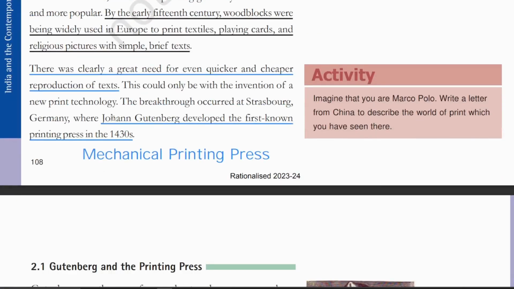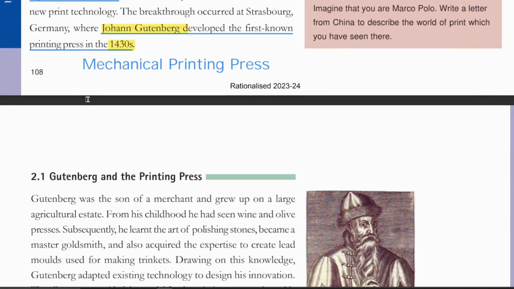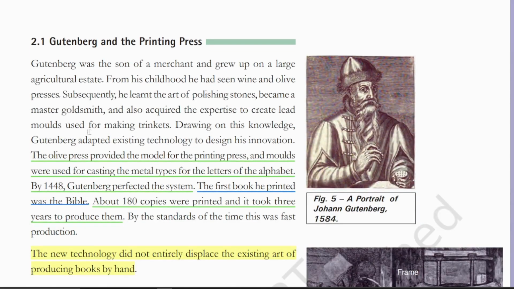Now comes the real story. So this is how the first printing press by Johann Gutenberg came up. It came in the 1430s. Johann Gutenberg, very important. They'll ask how the printing press started, so you'll have to write about it.